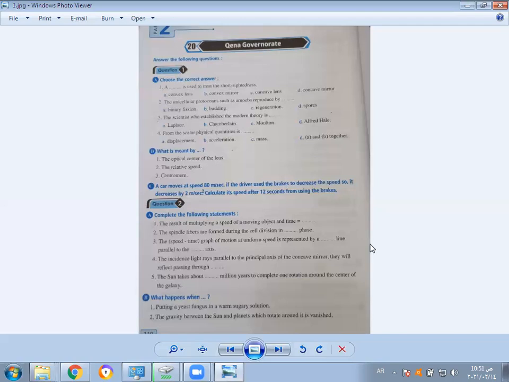Number 2. The spindle fibers are formed during the cell division in prophase.